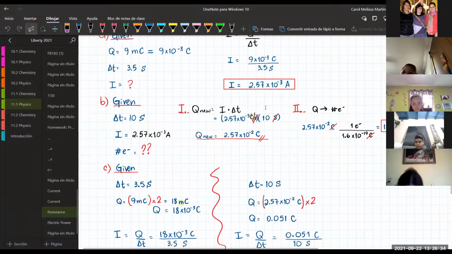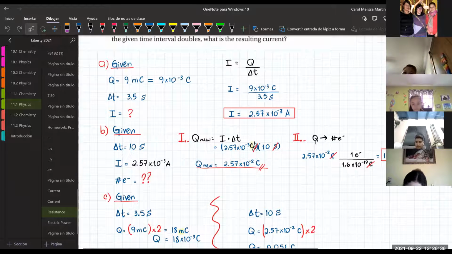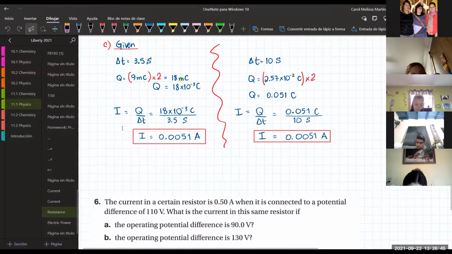seconds. But in this other part, we got a new Q, we got a new charge because we had more time. So you can use the two values. In the end, the current, as you can see, it remains constant.